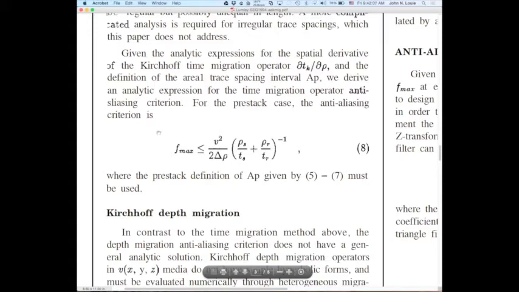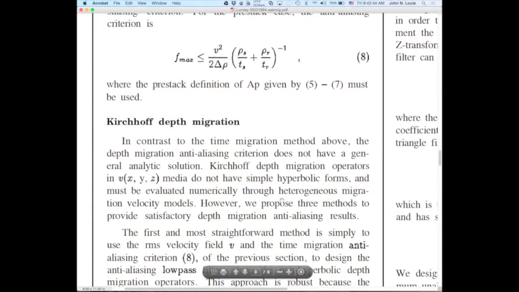Okay, so here's the anti-aliasing criterion now that we can use. We have delta rho, which is the nominal trace spacing, and there's the velocity at the reflecting point. There's the trace spacing, delta rho. There's our rho s and rho r, our times ts and tr, just put on the denominator there. And that all gives us our maximum frequency.